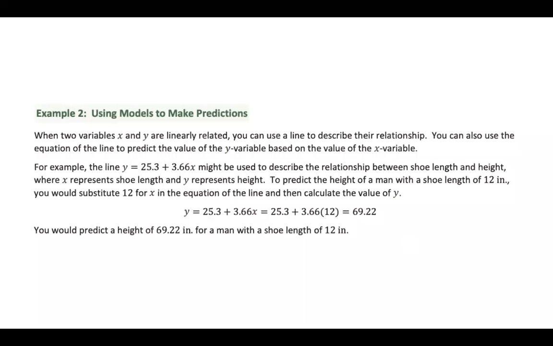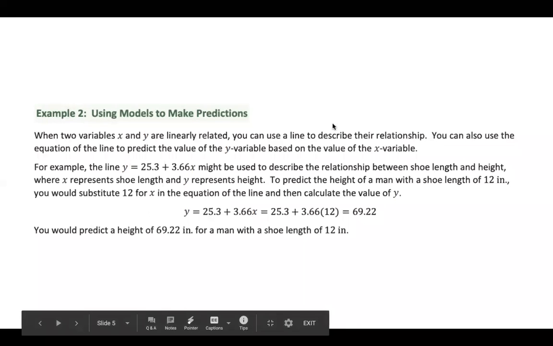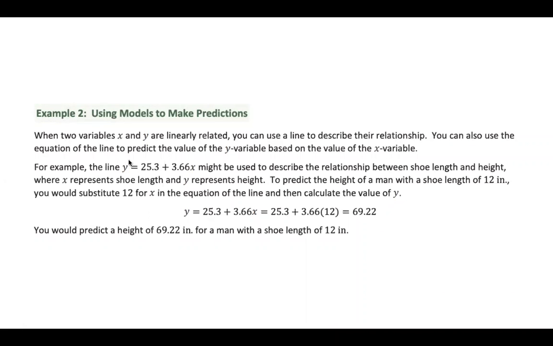And if we keep going, using models to make predictions. So you can use a line to describe the relationship. You can also use the equation to predict values. So for example, the line y equals 25.3 plus 3.66x could be used to describe the relationship between shoe length and height, where x represents the shoe length and y is the height.